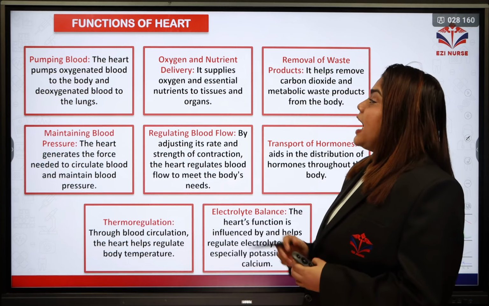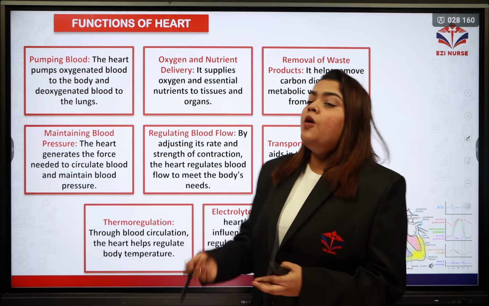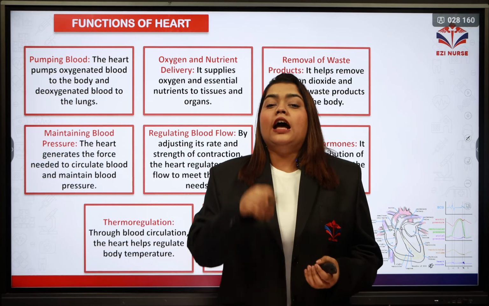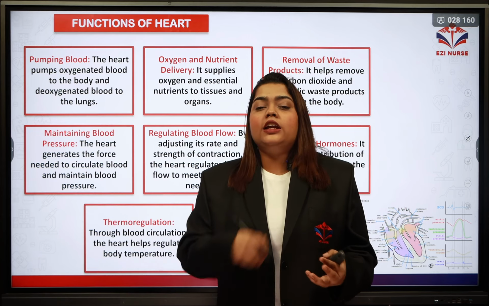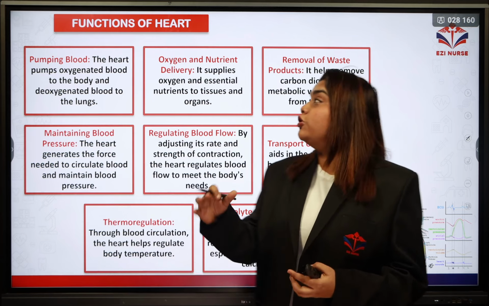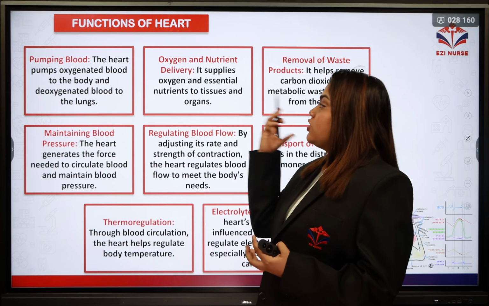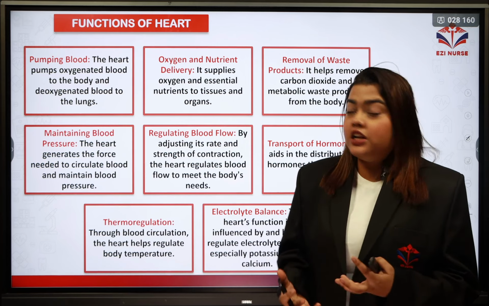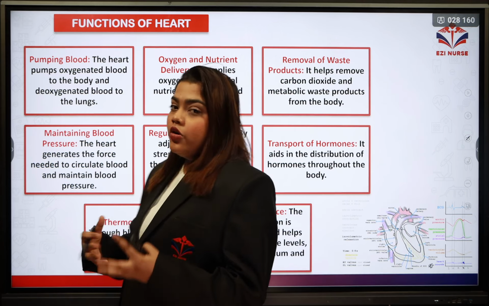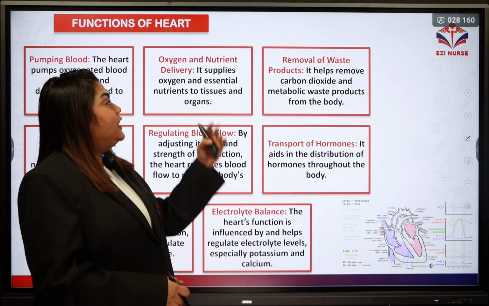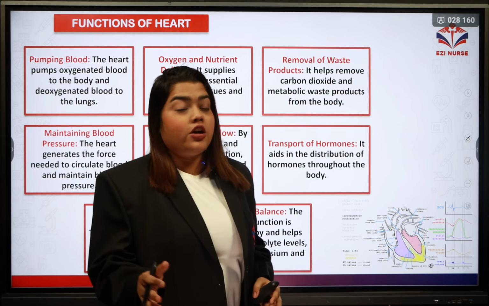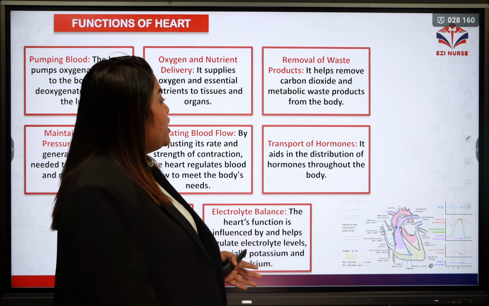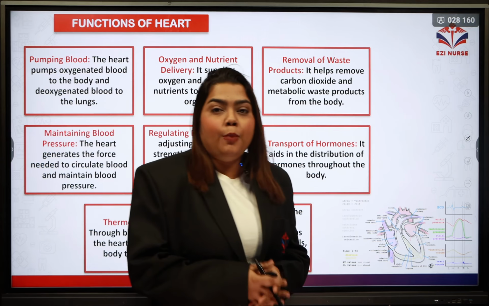Then oxygen and nutrient delivery. As we know, the heart pumps blood, and through the blood it goes to every part of the body and supplies oxygen and different essential nutrients to the body and its organs. Then the removal of waste products. It helps to remove carbon dioxide and metabolic waste products from the body.